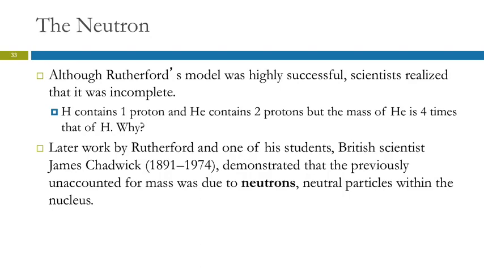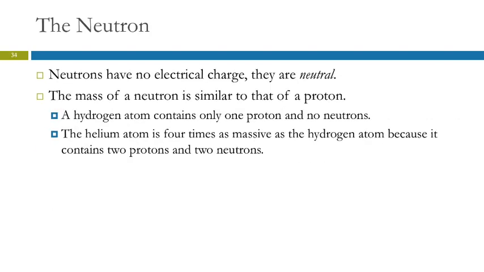So Rutherford and one of his students, James Chadwick, later demonstrated that that thing that was accounting for that mass was a neutron. So a neutron is a neutral particle within the nucleus, but it has mass similar to a proton. So neutrons have no electrical charge. They are neutral. So neutrons are neutral, protons are positive. That leaves the electrons to be the negative ones. The mass is similar to a proton.